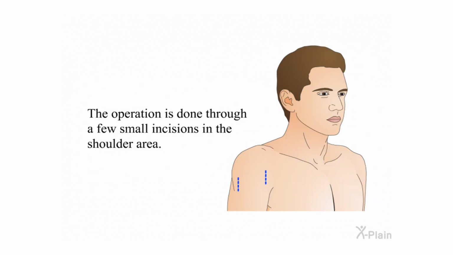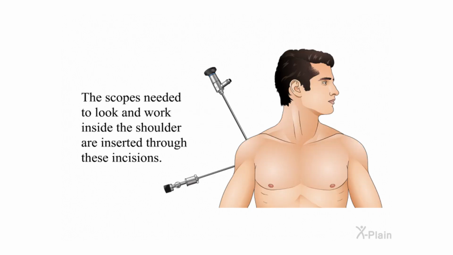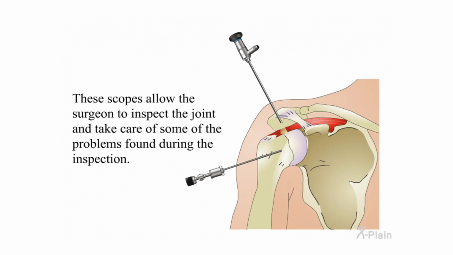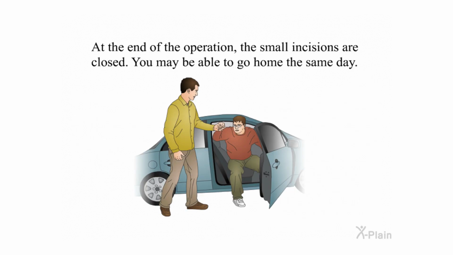The operation is done through a few small incisions in the shoulder area. The scopes needed to look and work inside the shoulder are inserted through these incisions. These scopes allow the surgeon to inspect the joint and take care of some of the problems found during the inspection. At the end of the operation, the small incisions are closed. You may be able to go home the same day.